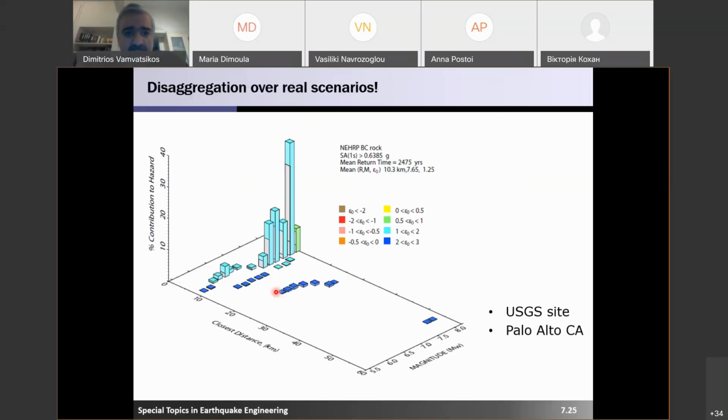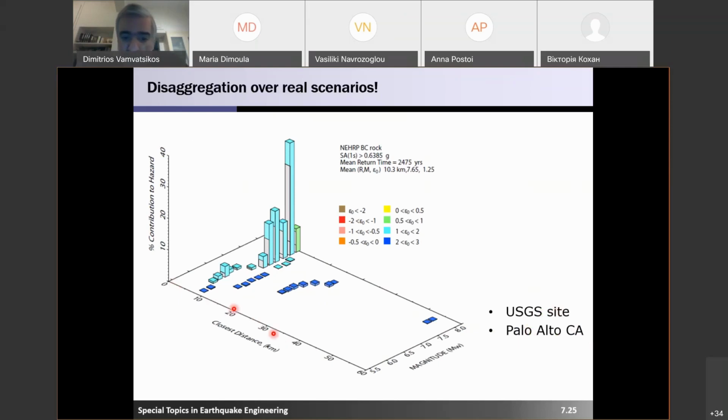And of course, if we're going to be talking about a real case, a realistic case, disaggregation gets more interesting. Before we had just magnitude disaggregation because distance and everything else was just pretty much fixed. Now, here's what you look at. You're looking at an actual case, a USGS site. You can go to their website and download these kinds of graphs very easily. This is for Palo Alto, California. That's pretty much what Stanford is.